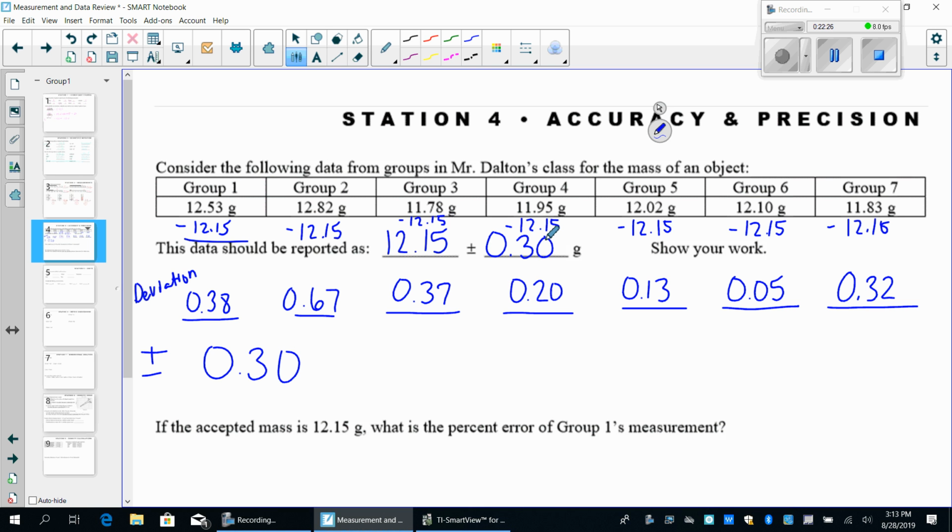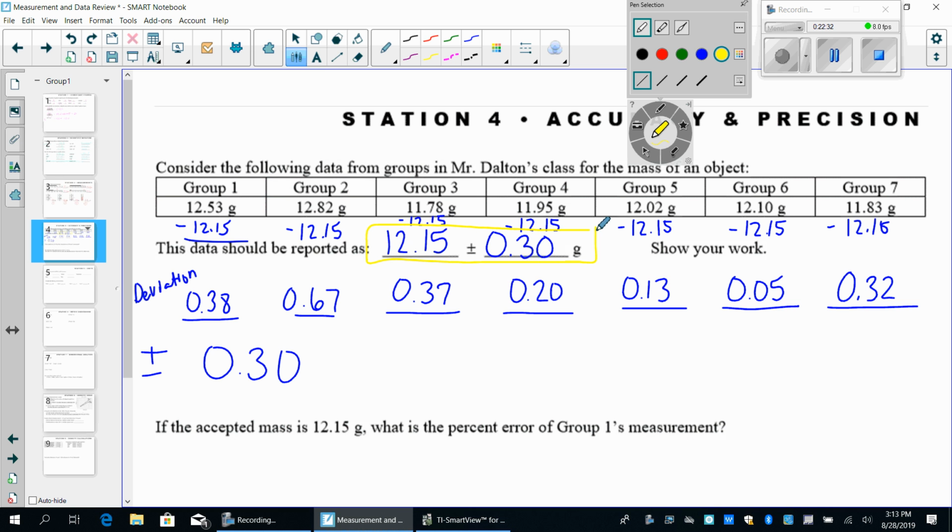And what that is telling you essentially is that 12.15 is the average for that group. And each of the individual measurements deviated from that average by about 0.30.